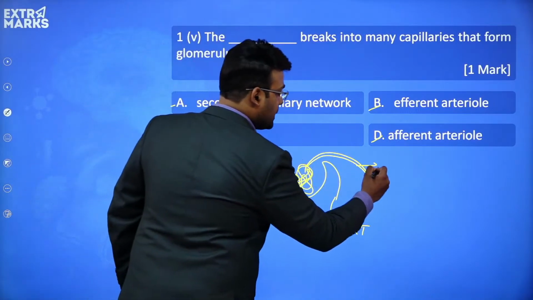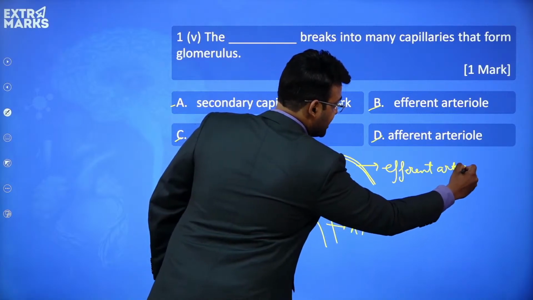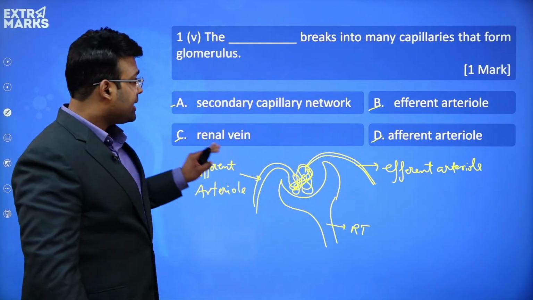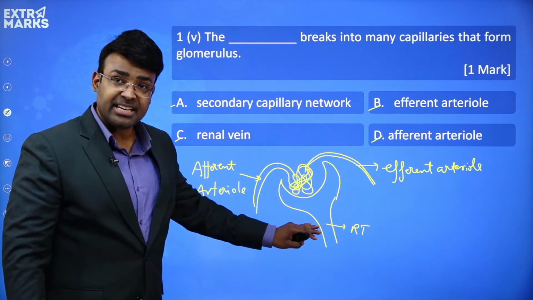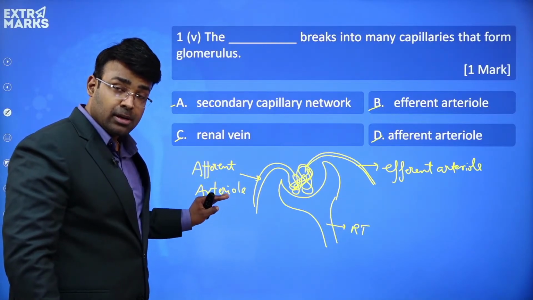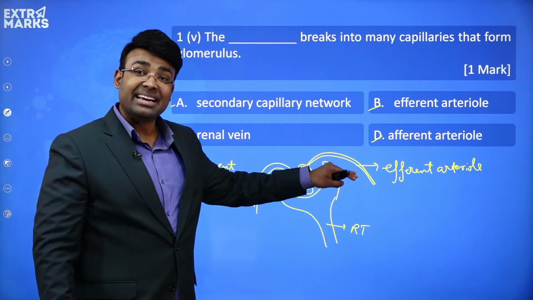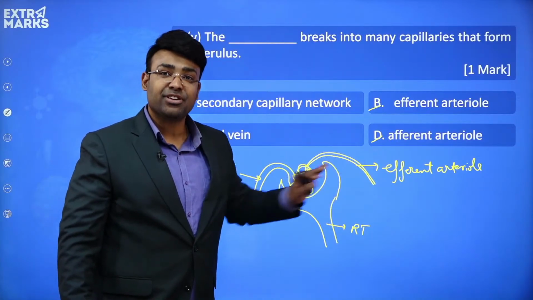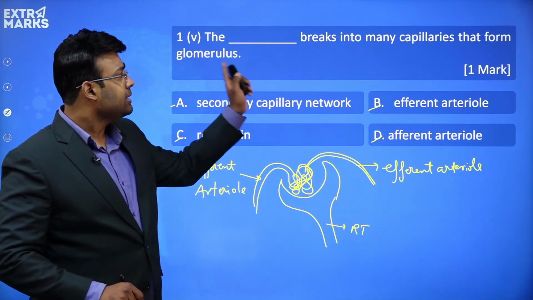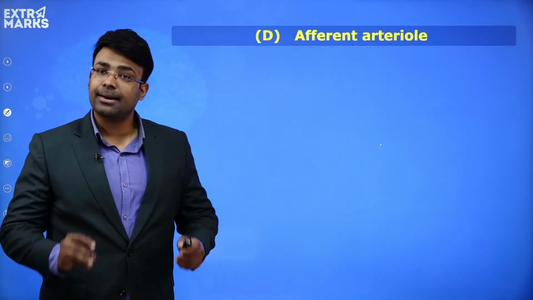while this one is the efferent arteriole. So everyone, which one is going inside? The afferent one is going inside, and then it is breaking into the many capillaries. So you need to remember one very basic thing. These are the arterioles, and they break into the capillaries, and then they come out again in the form of arterioles only, but those will be the efferent. So A and E, that is the difference. So afferent basically breaks into many capillaries. So option D, afferent arteriole, is the right answer.